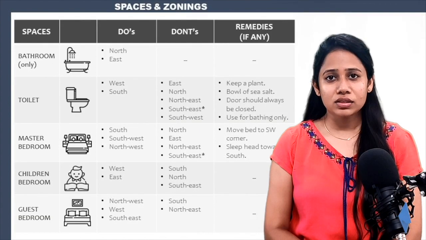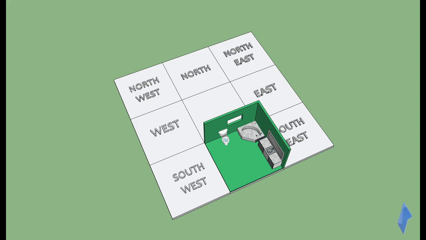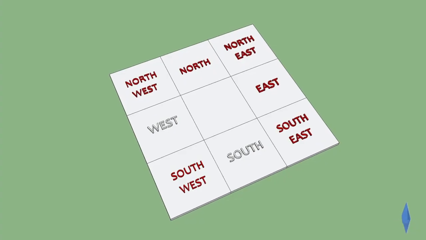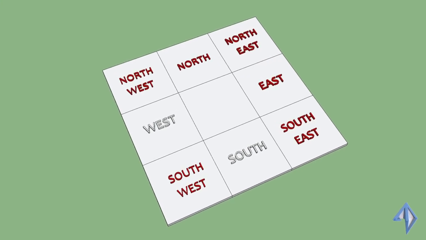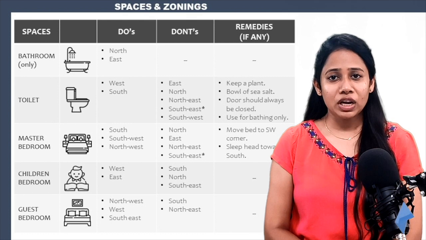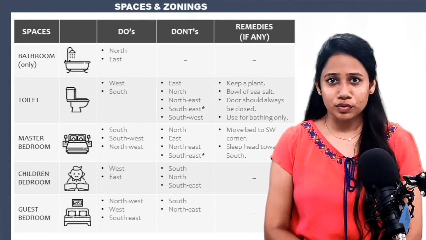The next space is toilet. We can place our toilet in west direction and south direction. Avoid placing toilet in east, north, northeast, southeast and southwest. But if you have toilet in any of these directions, there are some remedies for it.